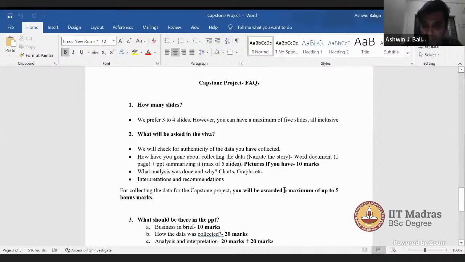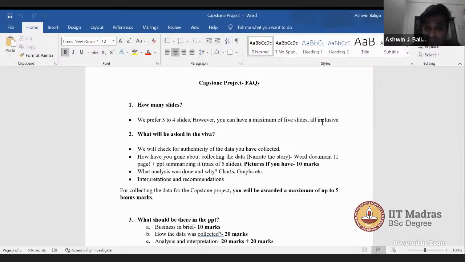Is my screen visible? Yes, sir. Okay. So the first question that I was getting is how many slides are needed in a Capstone project? We typically prefer 3 to 4 slides. This is because your Capstone project Viva is supposed to be for a duration of 15 minutes. So you will be given 15 minutes, and in that time you need to present the entire thing that you have done. So maximum you can have 5 slides, all inclusive. If you are having 4 or 5 graphs, you can shorten them and just put them in your PPT on one or 2 slides, something like that.